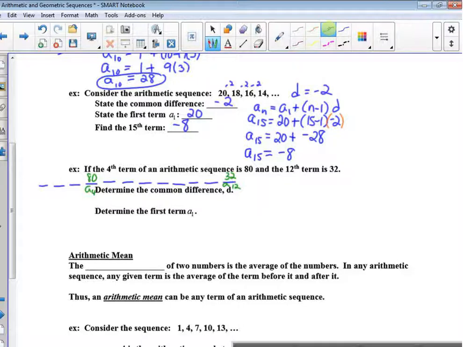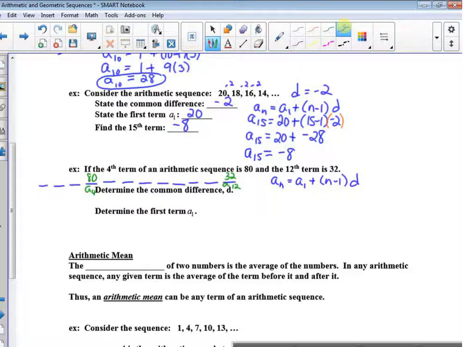Now, if you look at it like this, and it tells you it's an arithmetic sequence, then that means there's going to be the same common difference between each of the terms. So if we want to use our formula to determine, we don't know the common difference and we do not know the first term. So if we want to use our formula, which is a sub n equals a sub 1 plus n minus 1 times d, then all we know is that a sub 4 is 80 and a sub 12 is 32. There's a couple of different things you can do.